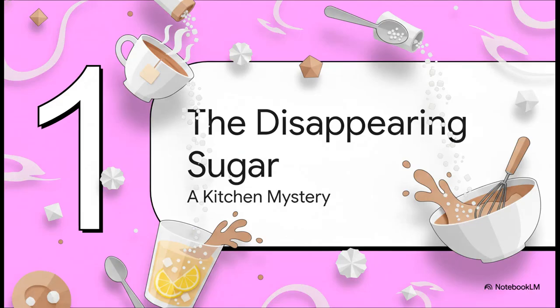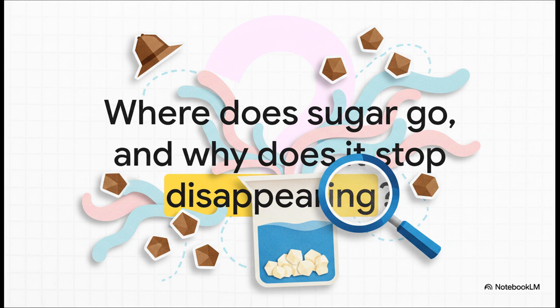So picture this. You're making a cup of tea, maybe some lemonade, or you're mixing up some ingredients for a cake. You pour in the sugar, give it a quick stir, and poof, it's gone. It just vanishes. We've all done it, right? And that's our big investigation for today. Where does that sugar actually go?